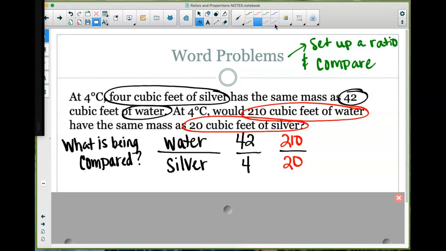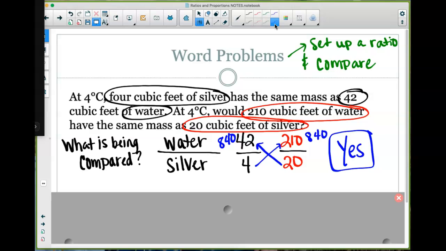And we can use cross products to tell that. Okay, so I would do 42 times 20, which is 840, and 4 times 210, which is also 840. So to answer the question, I would say yes, they are the same because the ratios are equivalent. Okay.